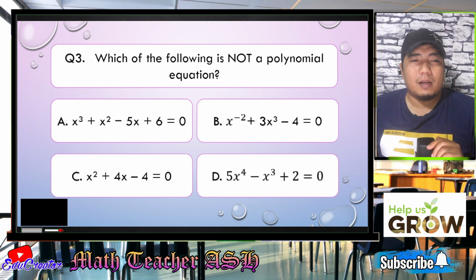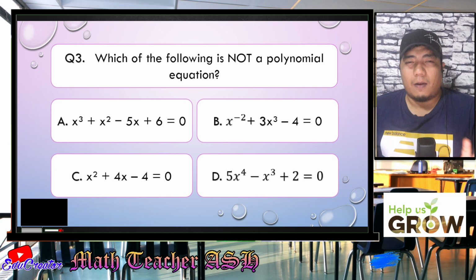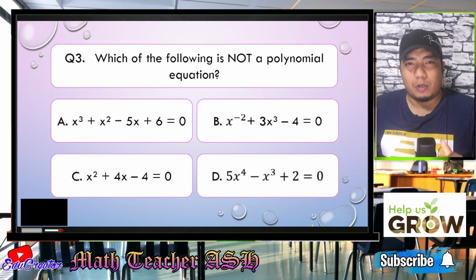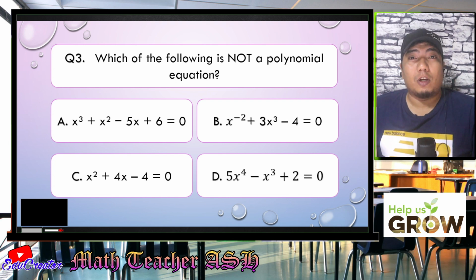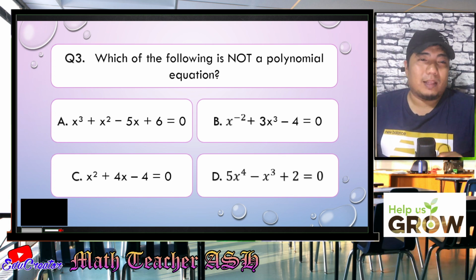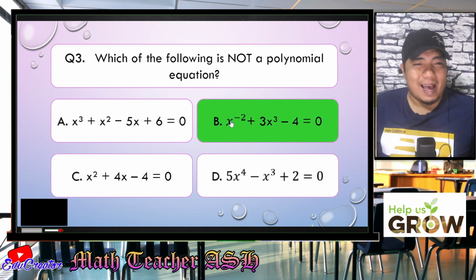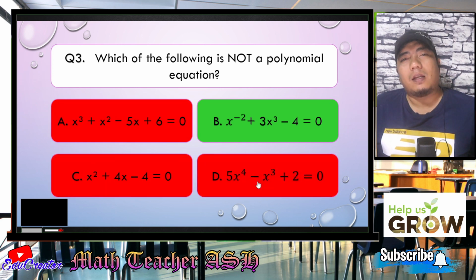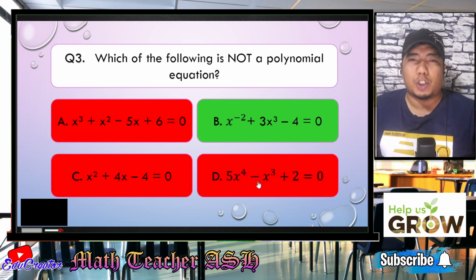So, basically, my dear math learners, among the choices here, there is only one equation that does not satisfy a polynomial equation, and that is the equation with a negative exponent. That is letter D. Alright. Easy, right? Very easy, my dear math learners. Now, let us go to question number 4.